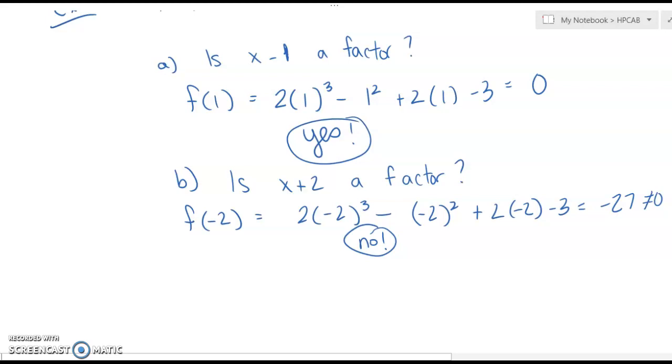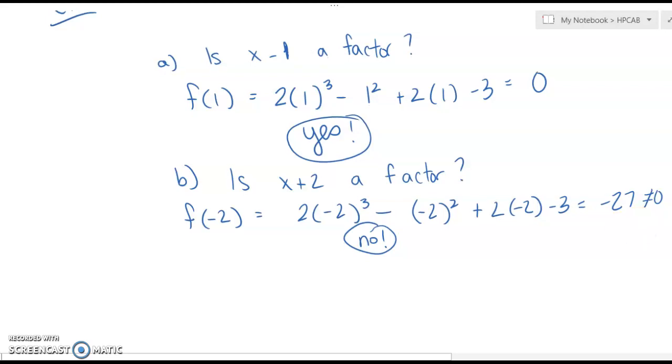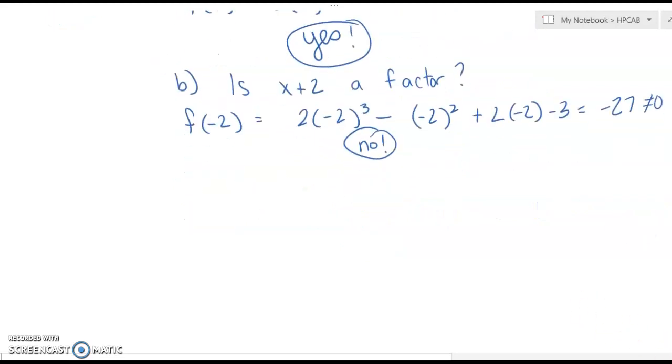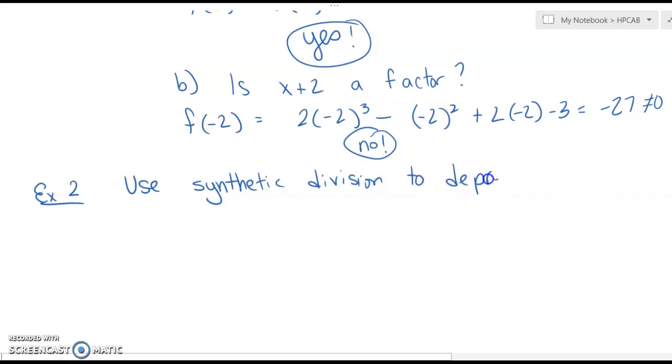What we're going to do is use these to help us factor really large polynomials. Another thing we're going to use with factoring large polynomials is something called synthetic division. I believe you learned that last year. So use synthetic division to depress the polynomial. Depress means to kind of break it down. So what we have, we're going to depress the polynomial f of x from number 1.